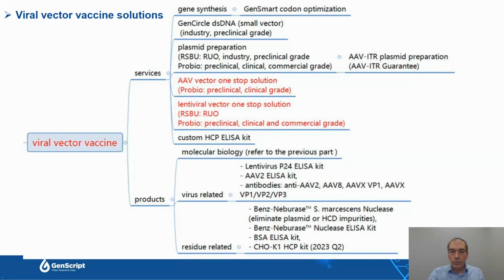We also have a lot of products that are related specifically to virus analytics. For example, we have lentivirus ELISA kits, we have AAV2 ELISA kit, we have a lot of antibodies against AAV variants, and we also have some of the virus-related antibodies. We have benzonase alternative, which is an alternative to benzonase for digesting the genomic DNA during virus preparation. And we have BSA ELISA kits and CHO HCP ELISA kits that are ready on the shelf.